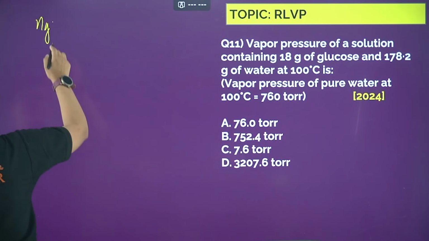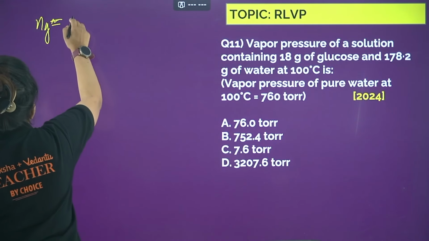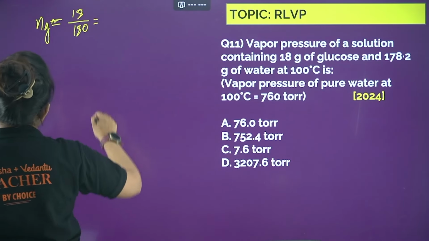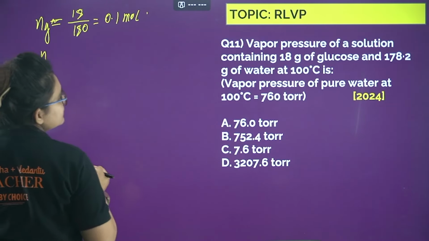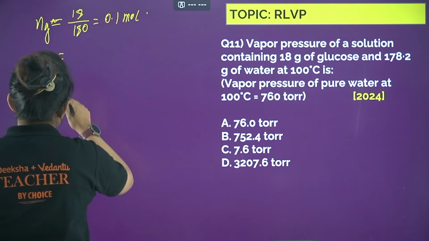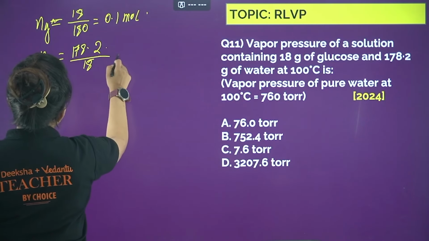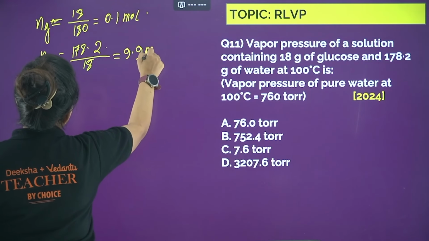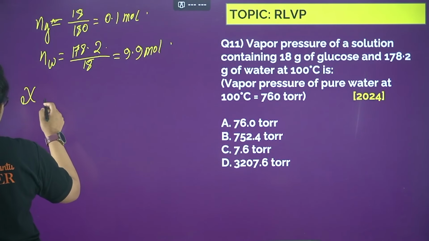So let's find the number of moles of glucose first. 18 divided by 180, so definitely it's 0.1 mole. Next is water, that is 178.2 divided by 18. If you calculate, this value should be 9.9 mole. Now you calculate the mole fraction of water.